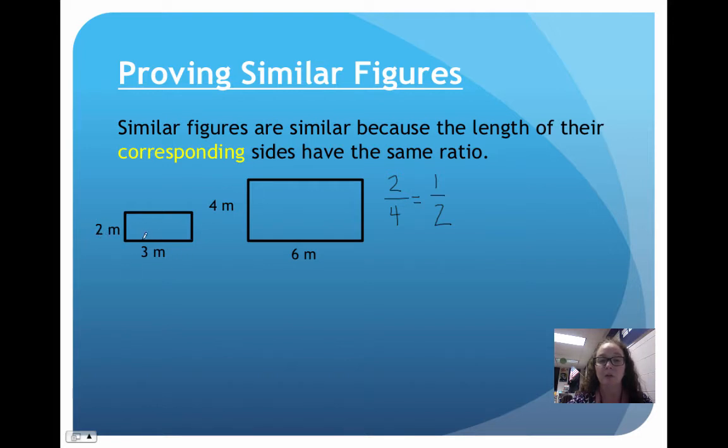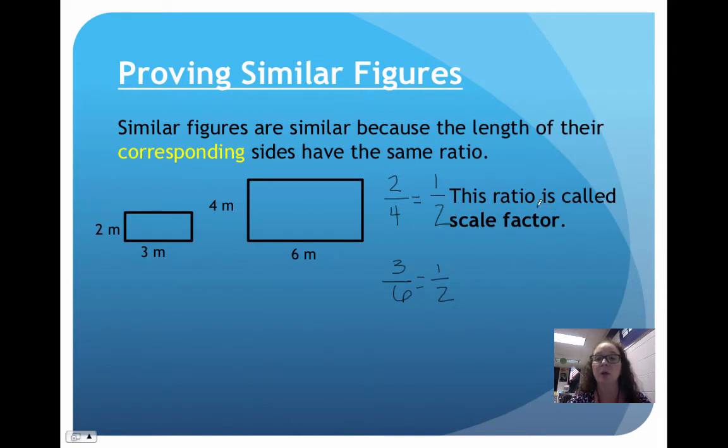Well, let's see if it works down here for our long sides. We have a 3-meter length and a 6-meter length, so the ratio is 3 to 6, which equals a 1 to 2 ratio. And again, this is the same ratio. This is 2 times as big as this side here. Our ratios are the same, so these two figures are similar because they have the same ratio of 1 to 2. And this ratio is also known as a scale factor. This shape right here is twice the size of this shape right here.